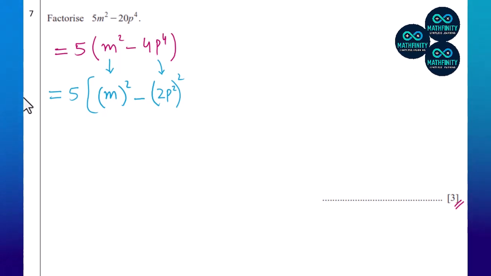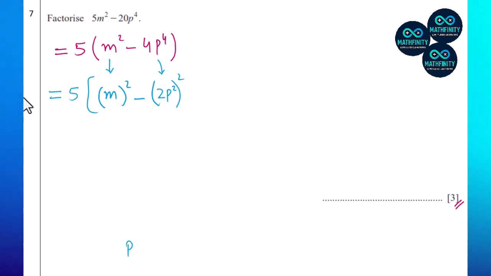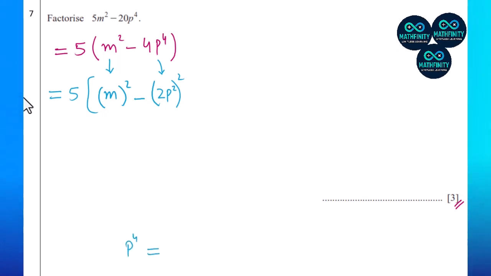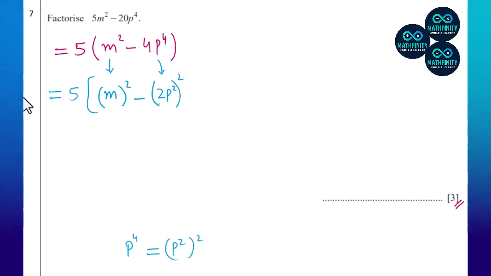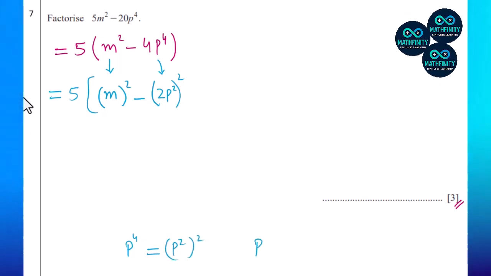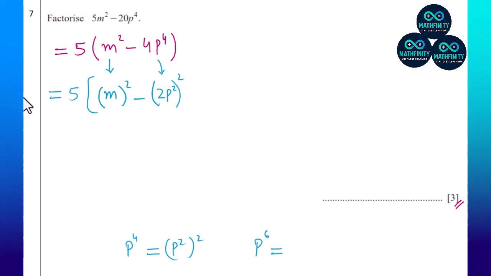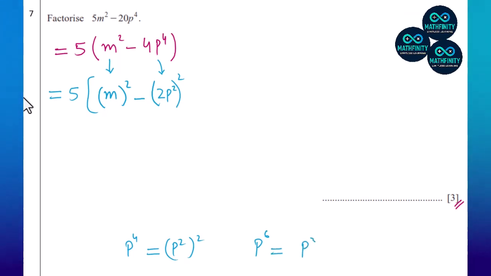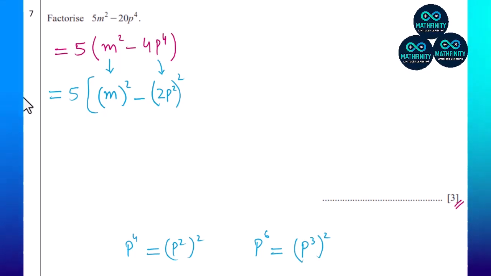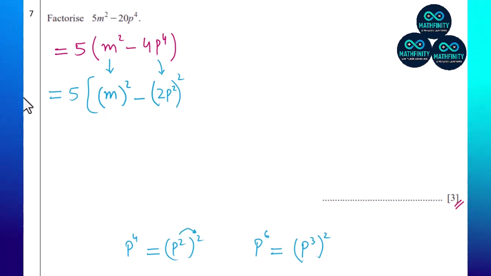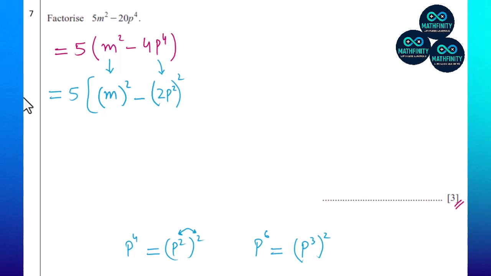Because we studied in indices that p⁴ you can split into p² and outside also p². Sometimes they give you p⁶. So how will you split this one? p³ and outside 2. Because when you open the bracket, power and power multiply with each other. Okay.